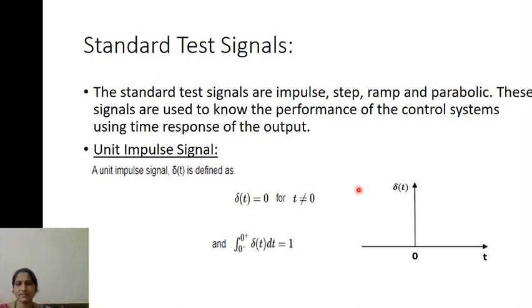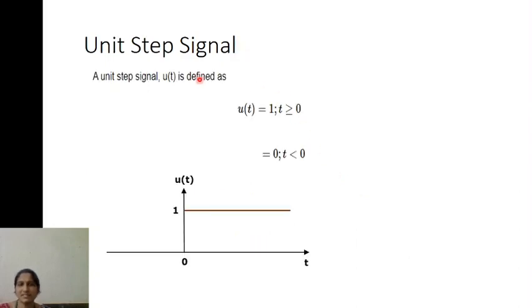Okay, next, the unit step signal. The unit step signal indicates u of t is equal to 1 for t greater than or equal to 0. If t is positive, the value of the function is always 1, and if time is negative, the value of the function is equal to 0. So the graph will be like that. From 0 to infinity, for positive values u of t is equal to 1, and for negative values u of t is equal to 0.